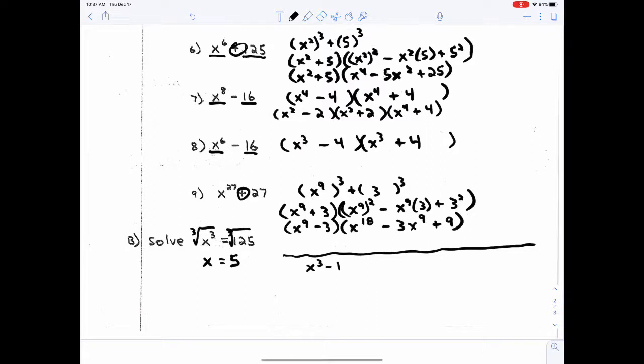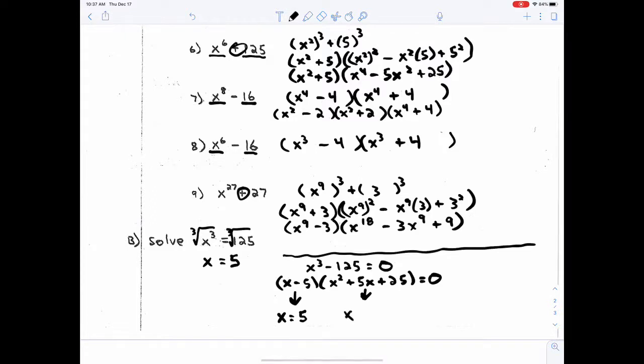to set it equal to 0, factor, so this would be x minus 5 times x squared plus 5x plus 25. This one is just going to give me x equals 5. This one does not factor, but notice it's a quadratic, so I could use the quadratic formula, but you don't need to worry about this for right now. It is coming eventually, but for now, just take the cube root of both sides and x equals 5 is fine.